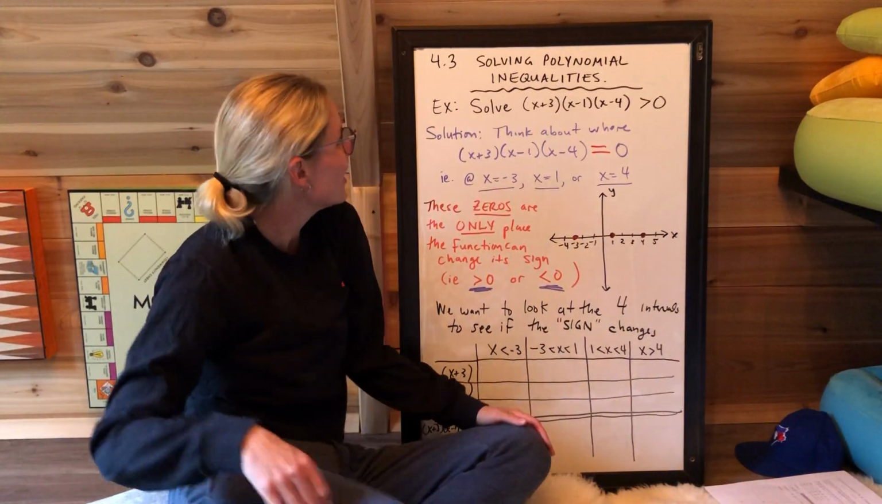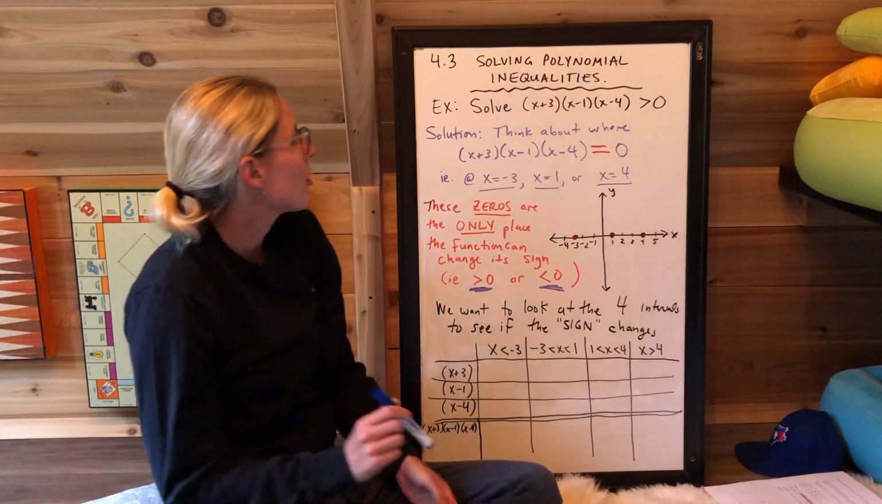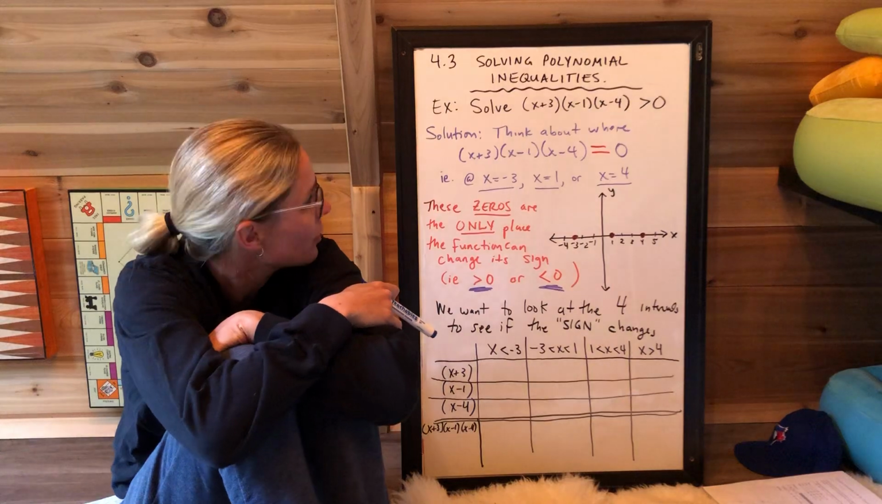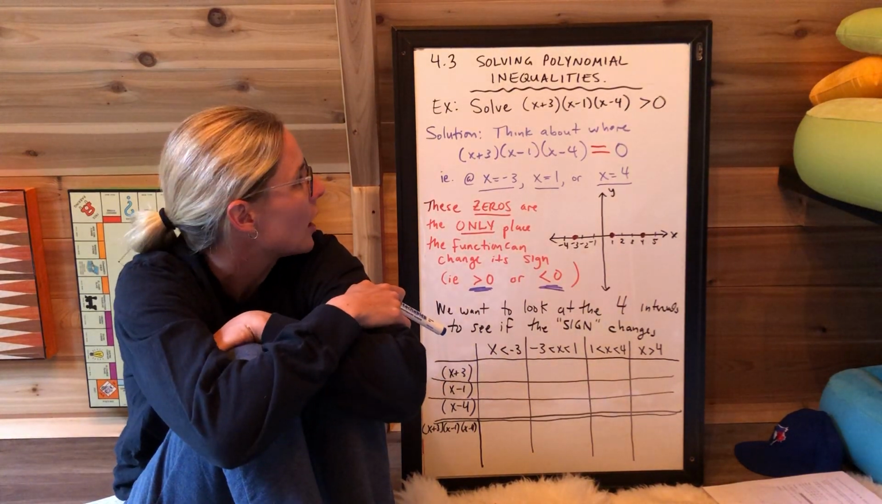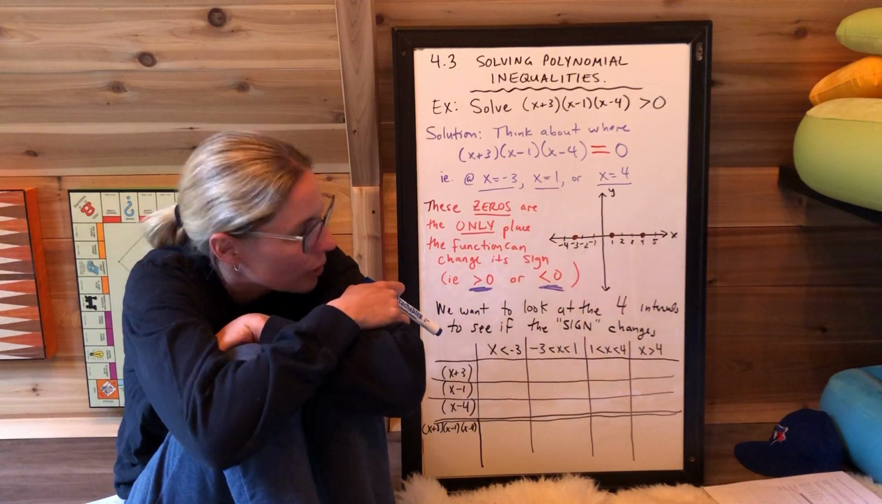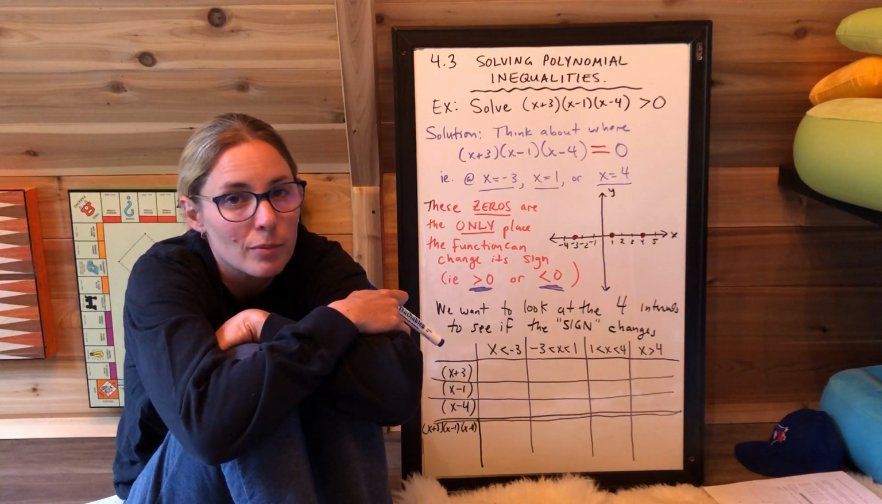All right, if we move on to 4.3, solving polynomial inequalities. So we started solving inequalities and we just did linear ones in 4.2. With 4.3, we're going to go beyond linear, so we'll go to quadratic, cubic, quartic. So what that does is bring back a whole bunch of topics from chapter 3.